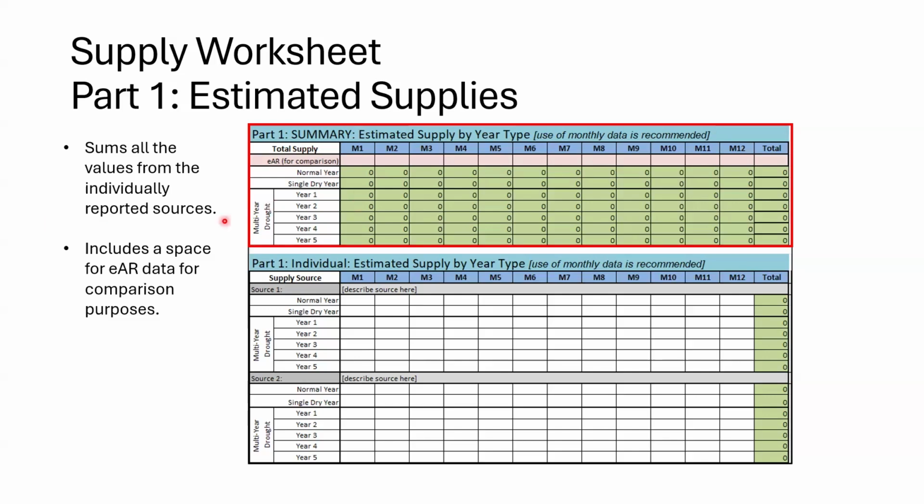The summary table also includes a space for EAR data for comparison purposes. So if you want to look at what supply might look like on average, you can then do that comparison right there.